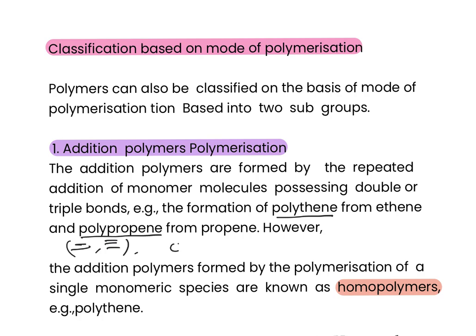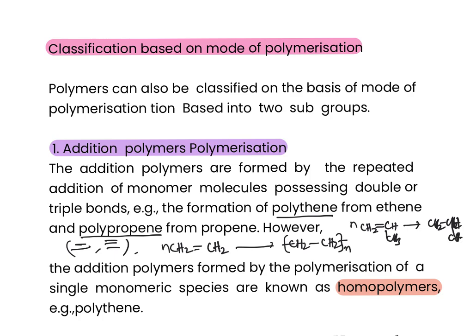Example, CH2=CH2, this ethene n times undergoes addition polymerization to form CH2-CH2 repeating units. This is called polyethene. Similarly, polypropene: CH2=CH-CH3, this is propene, n times undergoes polymerization to form polypropene.